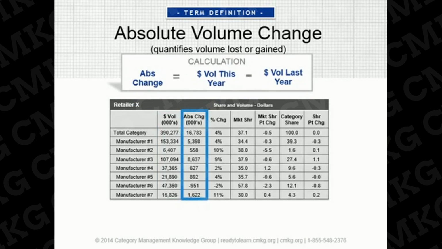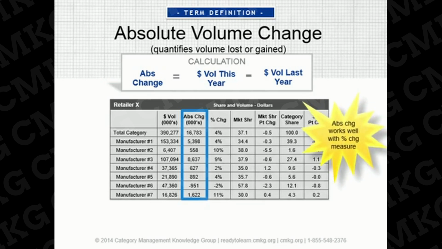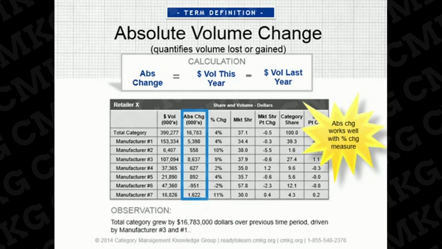Absolute volume change is calculated by subtracting volume last year from this year. It gives perspective on what segments are driving category results, in this case from an absolute dollar amount. It also quantifies the dollars lost or gained and combines well with the percent growth rates in the next column. In this example, retailer X is up $16.7 million in this category versus year ago, driven by manufacturers 3 and 1.